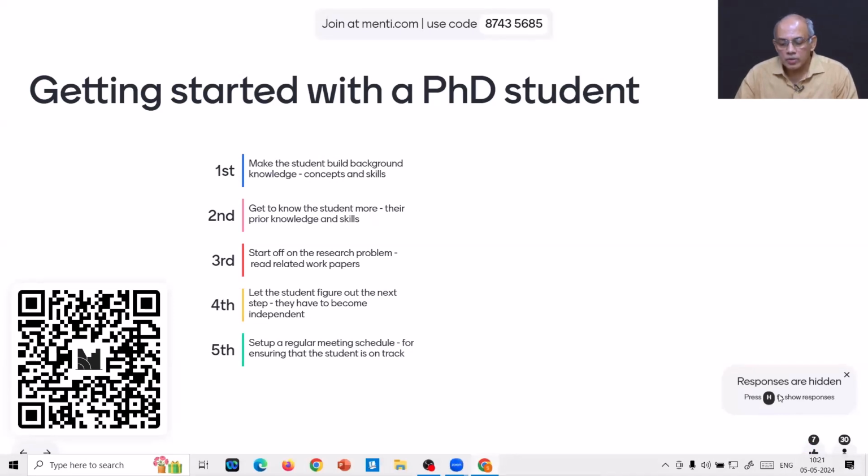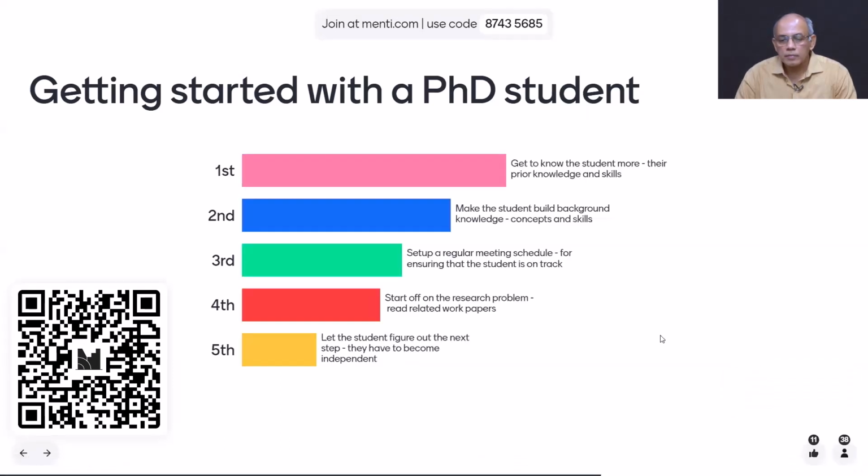Okay, about 30 people have answered. So let's look at how the rating is. Yeah, so these responses seem to have stabilized, and most people are saying that the first priority is to get to know the student more, their prior knowledge and skills.